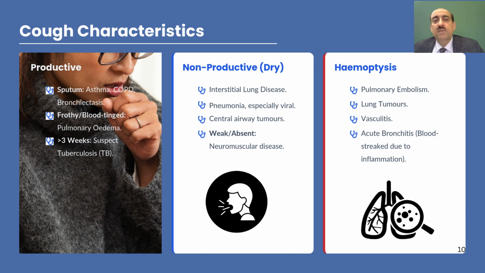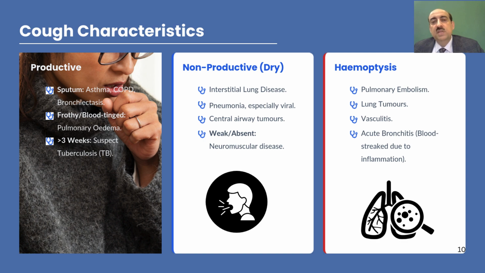In terms of dry cough, anything which leads to an irritant cough, for example, interstitial lung disease or viral pneumonias, viral upper respiratory tract infection, lower respiratory tract infections. Also, central airway tumors can lead to irritant, non-productive dry cough, and neuromuscular disease can lead to a very weak and absent type of dry cough.